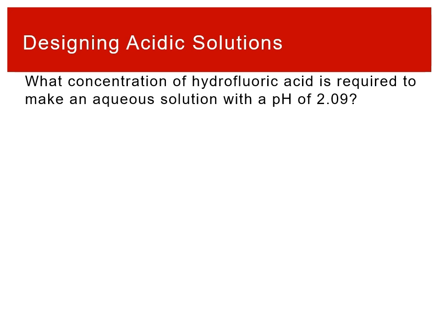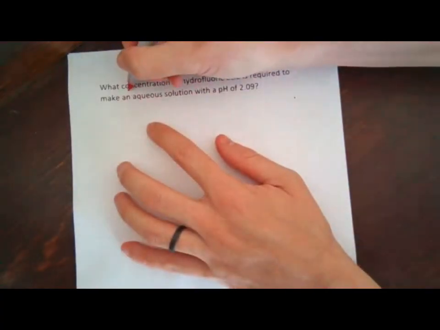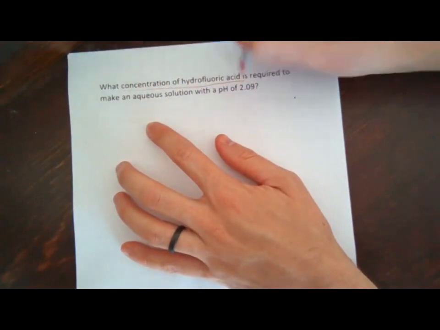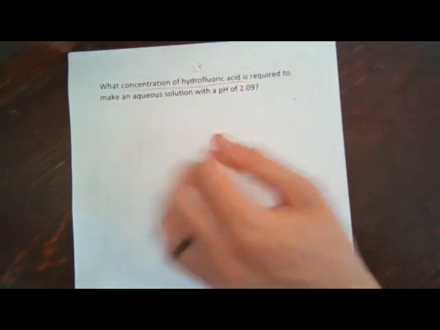Let's do an example. What concentration of hydrofluoric acid is required to make an aqueous solution with a pH of 2.09? So I know what acid I'm going to use. I know what I want the pH to be. What concentration of acid do I need to start out my solution with? Okay. In this case, we know what acid we're using, hydrofluoric acid.